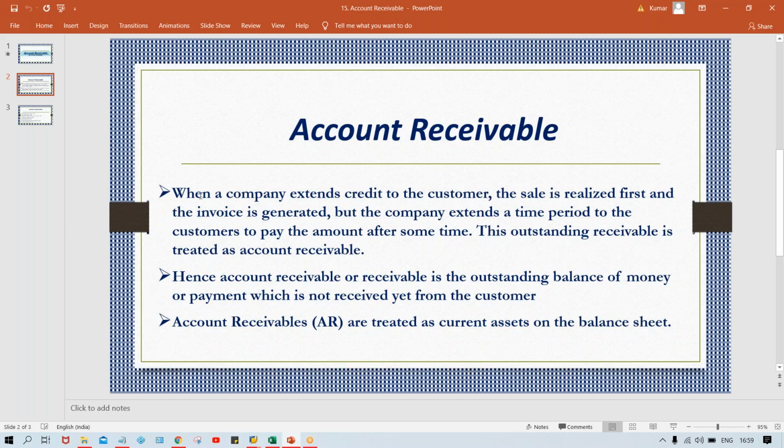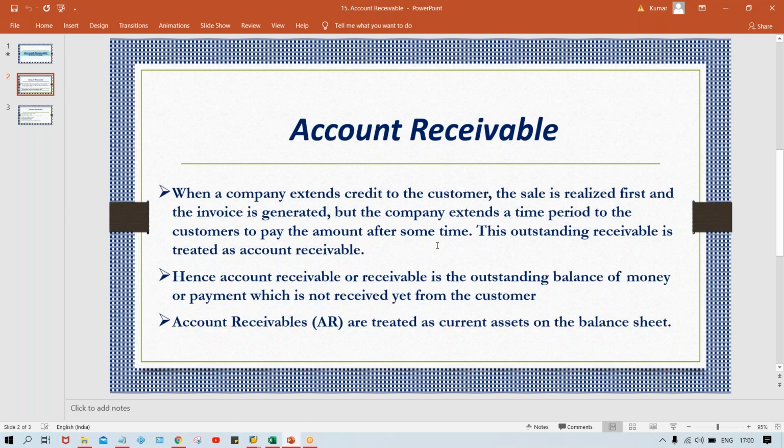Look at here. The first definition: when a company extends credit to the customer, the sale is realized first and the invoice is generated. But the company extends a time period to the customer to pay the amount after some time. This outstanding receivable is treated as account receivable. Now look at here, guys. It looks a bit complex, right? But in the simplest way, I'll tell you generally what is happening.